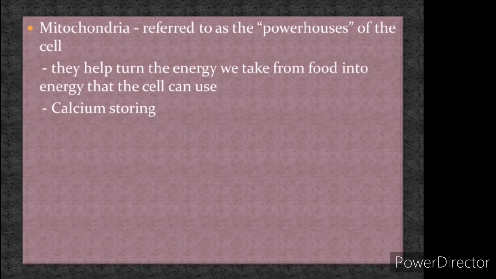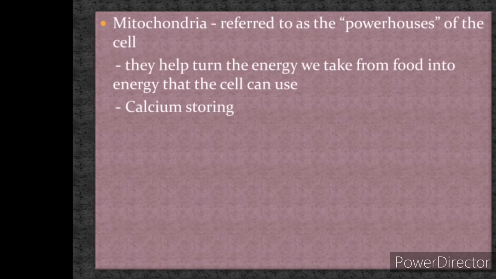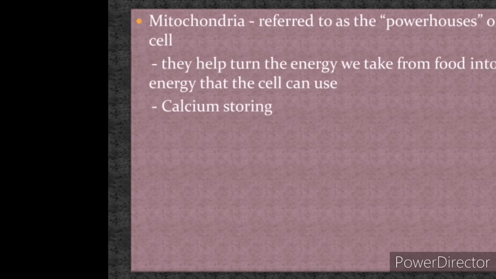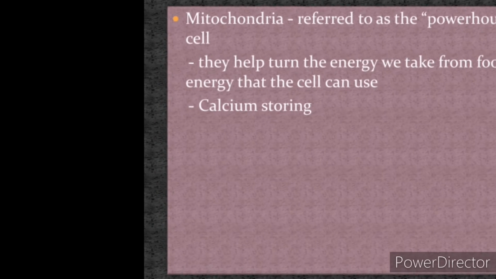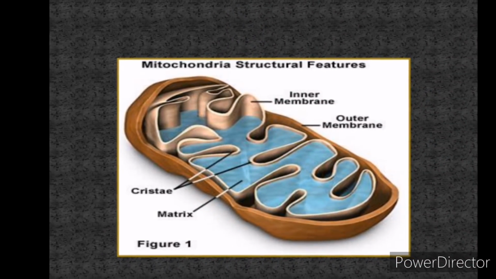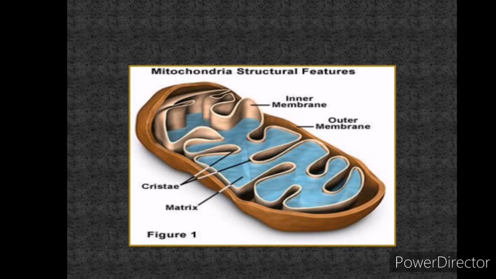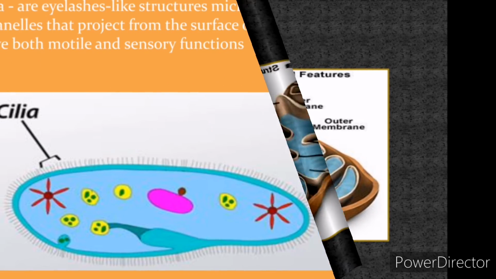Mitochondria are referred to as the powerhouses of the cell. They help turn the energy we take from food into energy that the cell can use. Calcium storing. Mitochondria structural features include inner membrane, outer membrane, cristae, matrix.